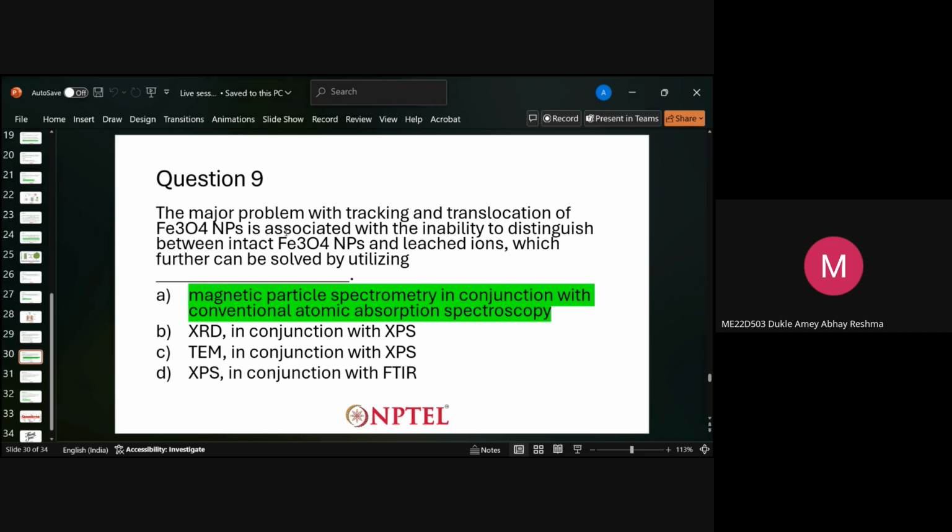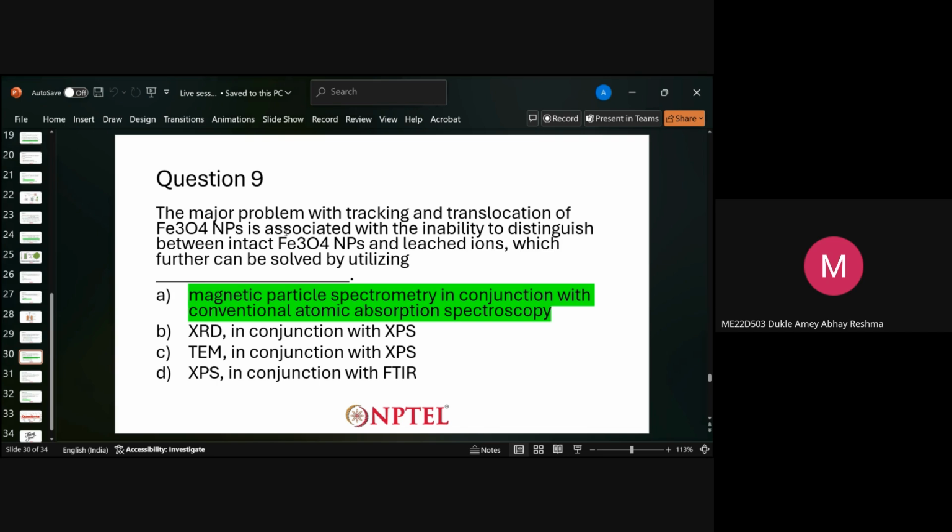Because obviously we want to know the magnetic particles, whether they are intact or not. So basically, when the Fe3O4 nanoparticle is intact, it will have some magnetic properties. So that is why you use magnetic particle spectrometry. And conventional atomic absorption spectrometry is to basically know the leaching.